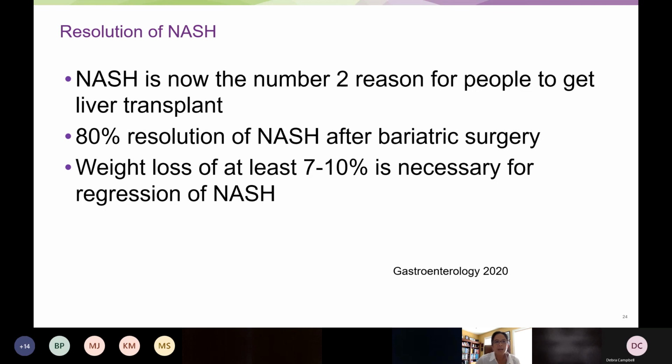So NASH, or non-alcoholic steatohepatitis, is now the number 2 reason for people to get a liver transplant. And 80% resolution of NASH occurs after weight loss surgery. It doesn't take much. It's basically 7 to 10% of their weight that's necessary for regression of NASH. So we actually see a lot of patients who have problems with NASH undergoing weight loss surgery for resolution. Next slide.